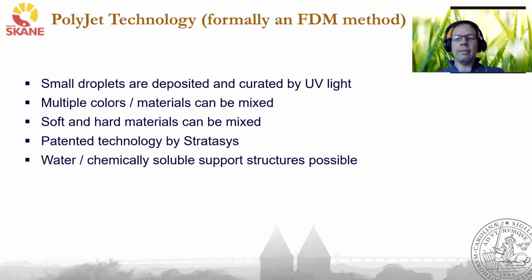Next, we switch to the PolyJet technology. For this technology, small droplets are deposited and cured by UV light. Multiple colors and materials, both soft and hard, can be mixed. This is really cool, as you can print one part of the print as a soft material and another part as a harder material. You can, for instance, print a tube where the elasticity changes along the tube. Finally, it's possible to have water or chemical soluble support structures.